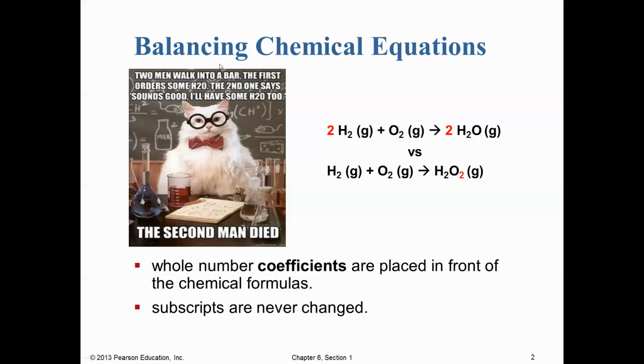And so we have Chemistry Cat over here who has a joke for us. Two men walk into a bar. The first orders some H2O. The second man says, "Sounds good, I'll have some H2O too." H2O2. The second man died.